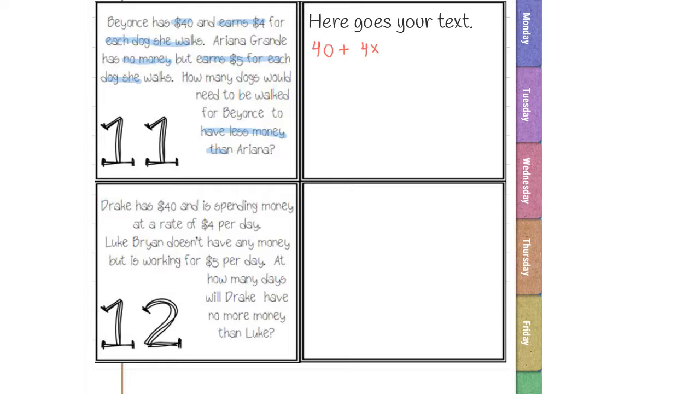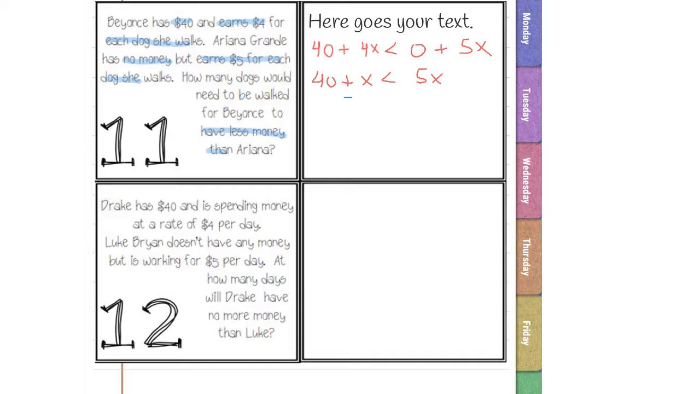Now we're going to go over to our question so that we know what sign we're going to be using, okay? So how many dogs would need to be walked for Beyonce to have less money than Ariana? So that is less than, right? Less than. So Ariana Grande has no money. She has 0. But she earns $5 for each dog that she walks. So in addition to that, she makes 5x because we don't know how many dogs she's walking. So I'm going to rewrite that as 40 plus 4x less than 5x, because 0 plus 5x, well, that's just 5x. And then I can start solving.